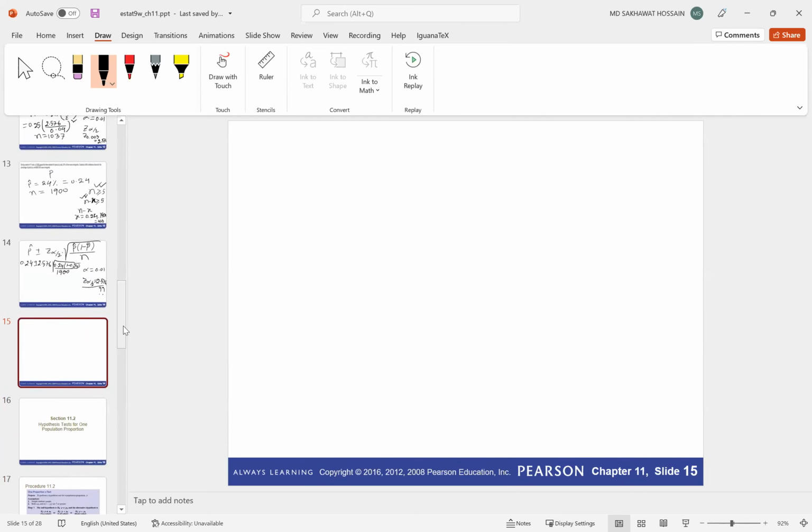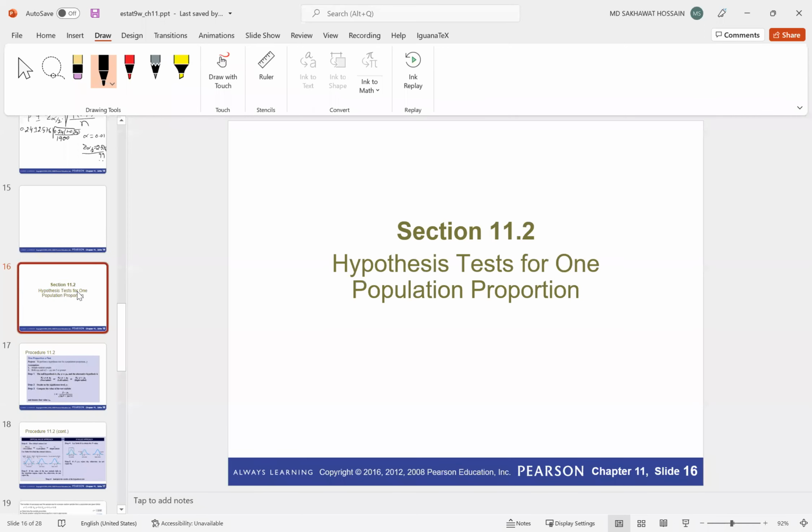Okay, so that's all about constructing a confidence interval for one population proportion. So do you have any question? Is it clear how to construct the confidence interval for one population proportion? And when to use the z interval to construct the confidence interval for one population proportion? Do you have any question? Okay, so if you do not have any question, then we'll move to the next section.